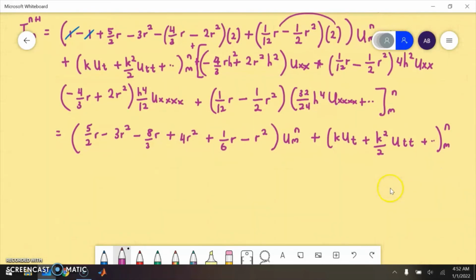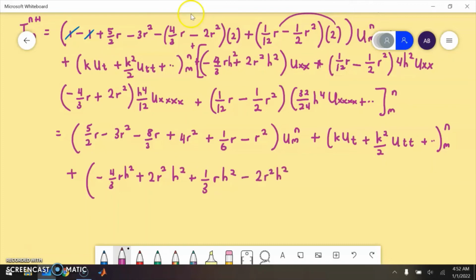And then, oh, this is the one that is going to be a headache now. Let's collect all the terms involving uxx. So we have plus negative 4 over 3 r h squared plus 2r squared h squared. And then we have 4 times 1/12, which is 1 over 3 r h squared, and then negative 2r squared h squared. This is uxx.